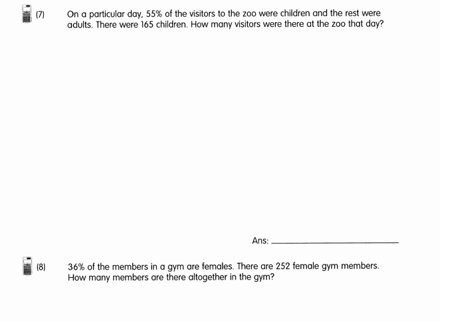Okay, question 7. On a particular day, 55% of the visitors to the zoo were children, and the rest were adults. So, if you know that 55% of the visitors to the zoo were children, what percentage were adults? Colin Chi.